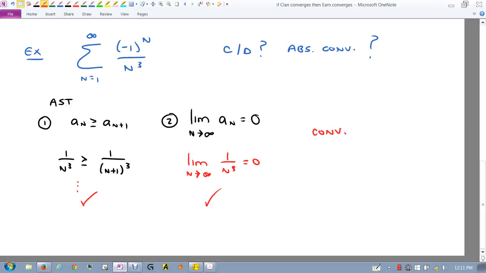Could not. Very good question. You could not do the P-series test because P-series requires that it can't be alternating. All right? So the answer here is it's convergent, right?